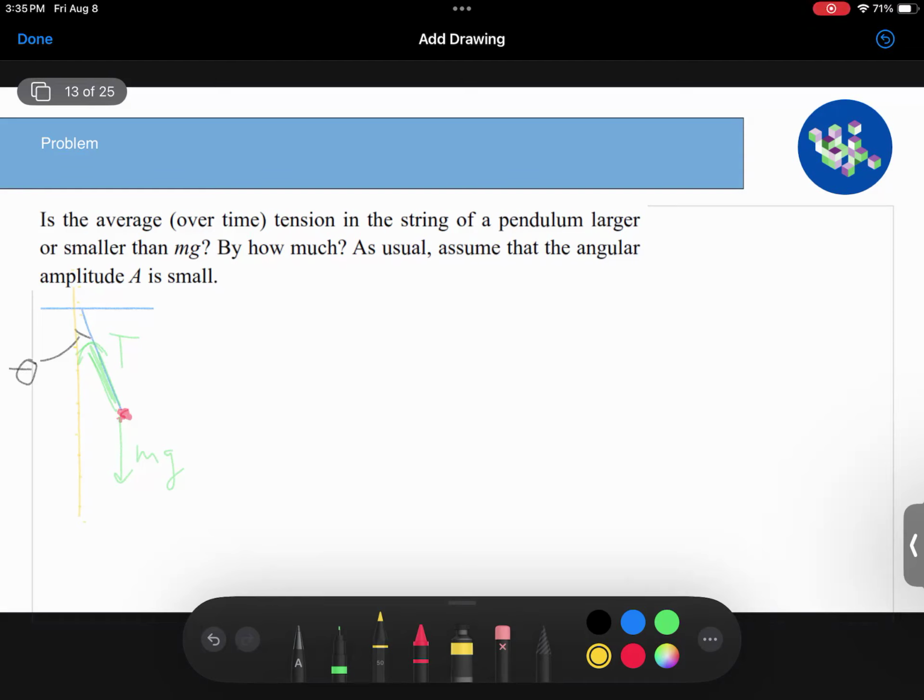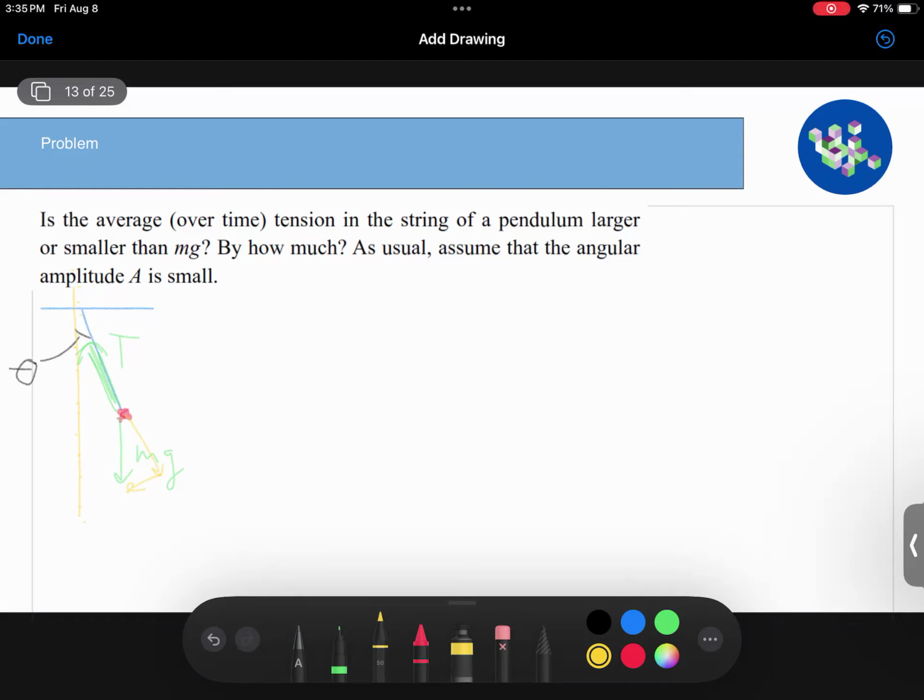Oh wait, let's talk about this problem. Okay, so we want to find the tension in a string, right? Recall we can decompose the forces. We have mg cosine theta in the radial direction and mg sine theta in the tangential direction, right?